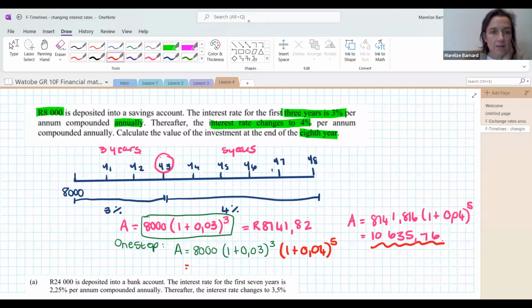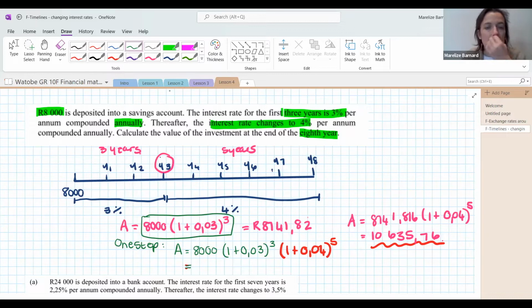Okay, everyone else, we are doing this one-step option. So put this in your calculator where we go 8,000, bracket 1 plus 0.03 to the power of 3, and then bracket 1 plus 0.04 to the power of 5. So we're basically doing everything just in one step to see if we can save time, because time is of the essence in a maths exam, is it not?